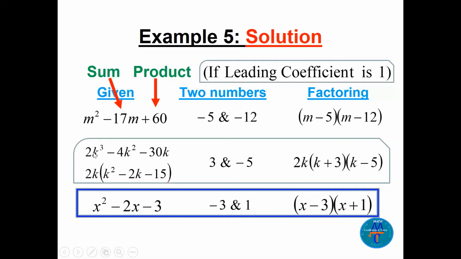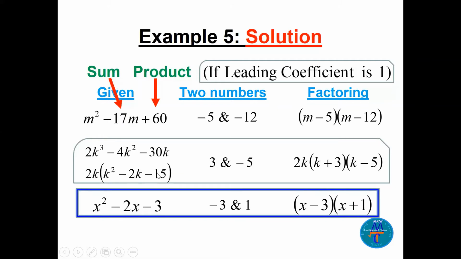Now here, we see a common factor. That's a little trick here. 2k cubed minus 4k squared minus 30k. There is a 2 and there is a k. Now inside we have k squared minus 2k minus 15. The leading coefficient here is 1, and this is not perfect.